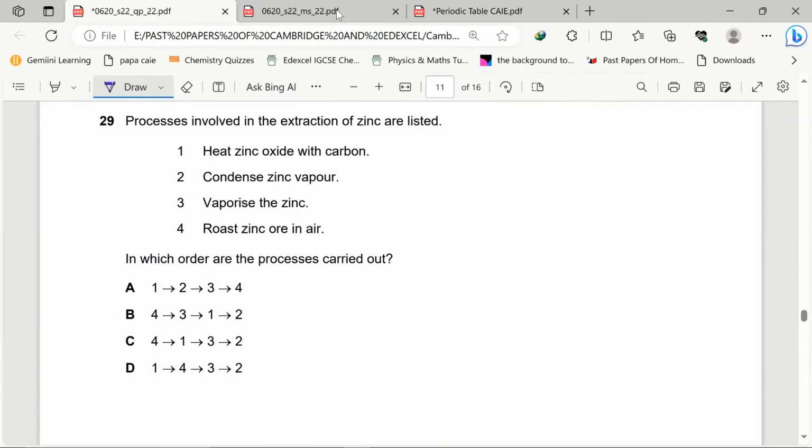So 29, processes involved in the extraction of zinc are listed. Heat zinc oxide with carbon, condense zinc vapor, vaporize the zinc, roast zinc ore in air. So roast zinc ore in air, zinc ore is zinc sulfide. If it is roasted in air, then it forms zinc oxide. That is the first step of the reaction. So 4 is the first step. Then after forming zinc oxide, then heat the zinc oxide with carbon. That should be the correct answer.